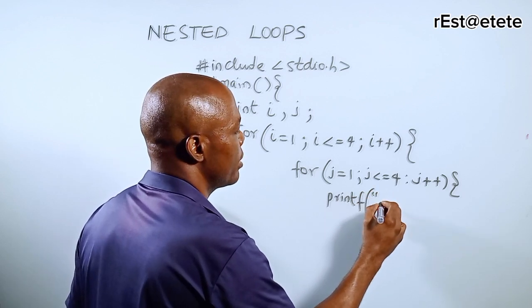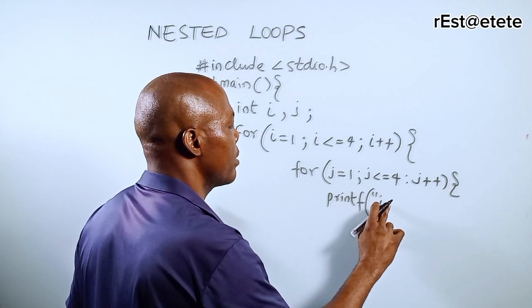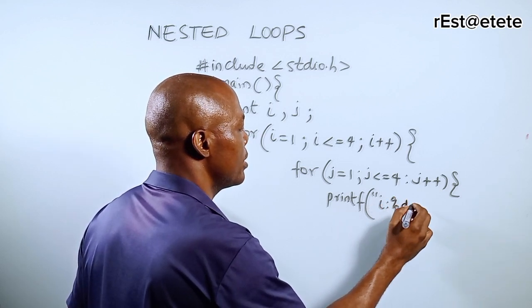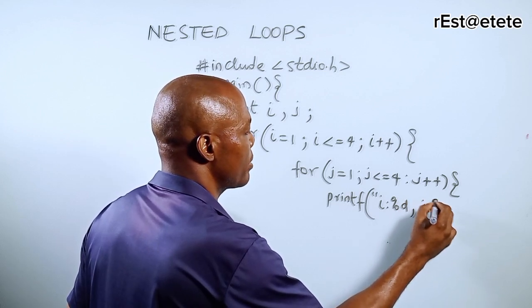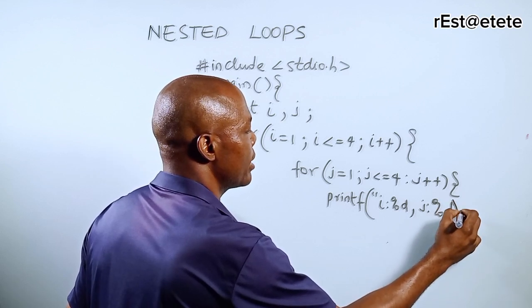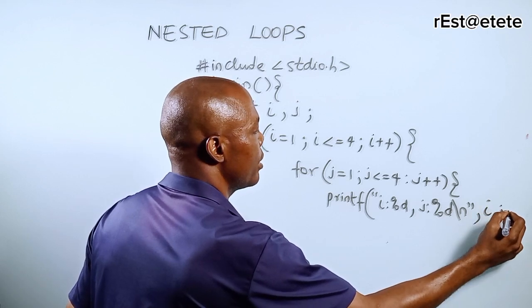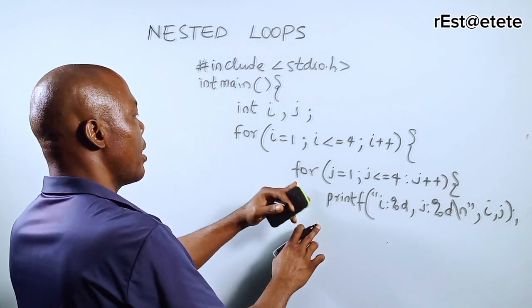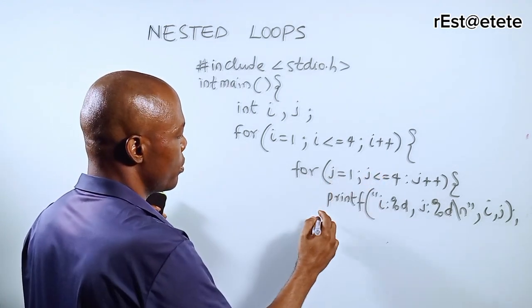I will do this. I will say printf, assign I colon %d, comma J colon %d, then slash n, this comma I, J. Right? Then I will come out of my for loop, which is the inner loop.